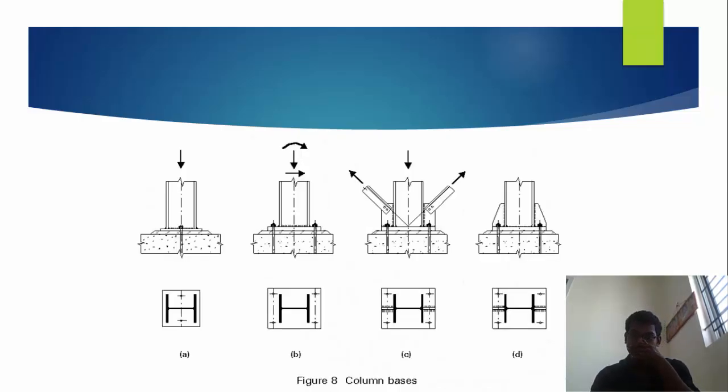Now these are the column bases. Column bases are used in places where the steel load is more compared to the concrete load. There are many types of gusset plate and column base fixations, and these can be seen over here.